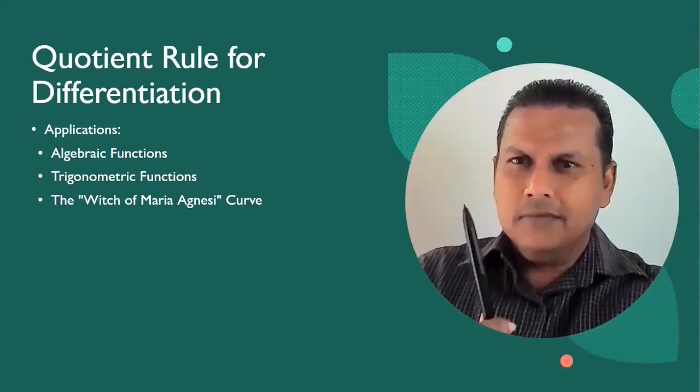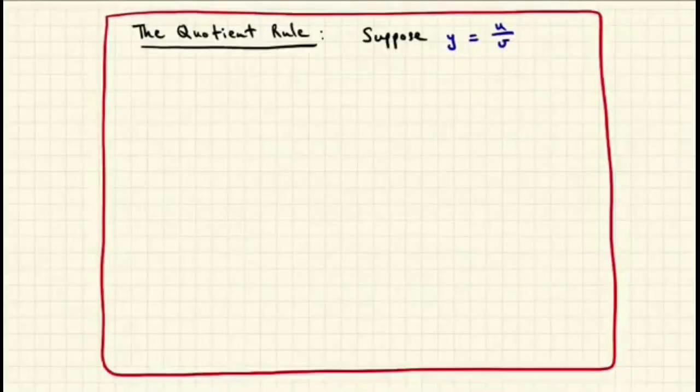In today's video, I will introduce, explain, and illustrate the quotient rule, which enables us to differentiate a quotient of expressions in terms of the derivatives of the numerator and denominator. I will apply the rule to differentiate some algebraic and trigonometric functions. And I will also apply it to sketch a curve that is referred to as the Witch of Maria Agnesi. Let us begin with the statement of the quotient rule.